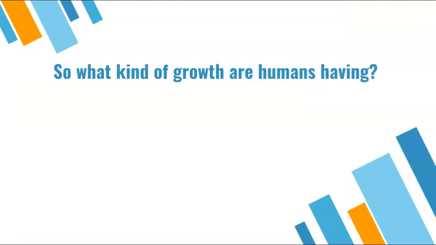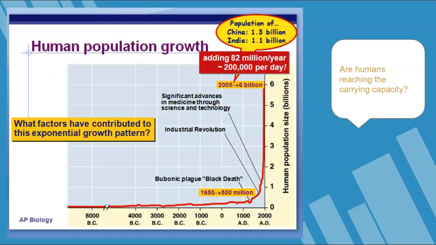So let's think about humans for a second. What type of growth are humans having? Is it exponential? I don't know. What's the carrying capacity of Earth? Are we going to reach that carrying capacity pretty soon? Is this going to level off? Are we going to keep seeing Earth's population of humans going up, up, up, up, up? Nobody really knows, right?